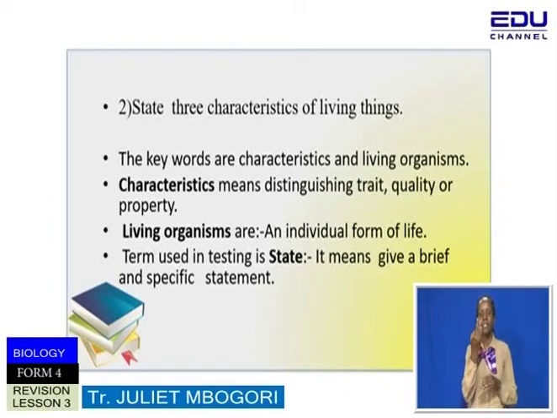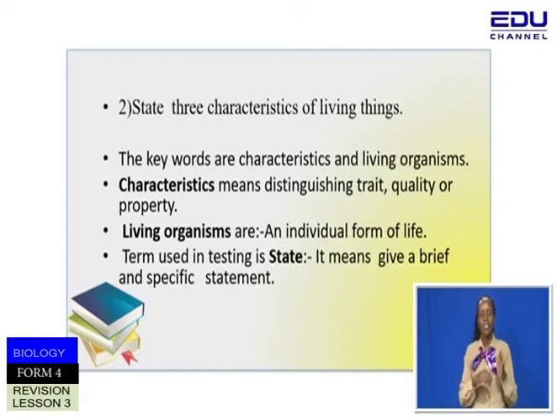Another term that has been used in that question is state. What is meant by state? Give a brief and a specific statement. Don't write a lot of stuff. Just be very, very precise, straightforward, and to the point. So what are these characteristics of living things? Remember, you're supposed to be very, very precise. Other terms that can be used for state are list, outline. That means to just give one statement.